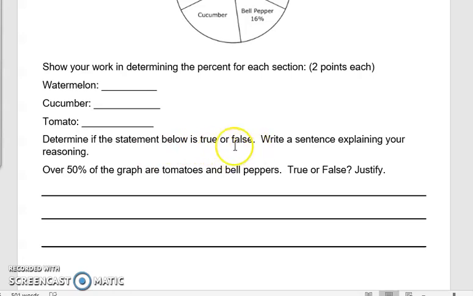Determine if the statement below is true or false. Write a sentence explaining your reasoning. Over 50% of the graph are tomatoes and bell peppers. Is that true or false? You are justifying your answer in words.